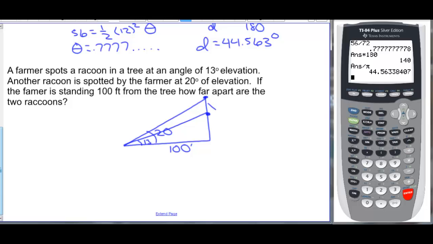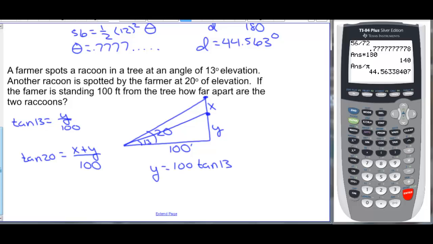The distance they want is between the 2 raccoons. Maybe we'll call that x. We'll call this other distance y. So the whole, from the bottom to the top raccoon, is x plus y. We have tangent of 13 equals y over 100. And we have tangent of 20 is equal to x plus y over 100. Well, we can get what y is. y is equal to 100 tangent of 13, and we can get that value.